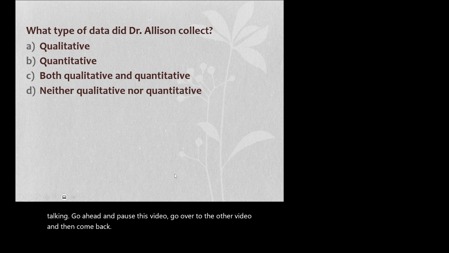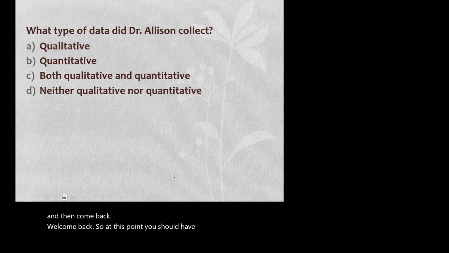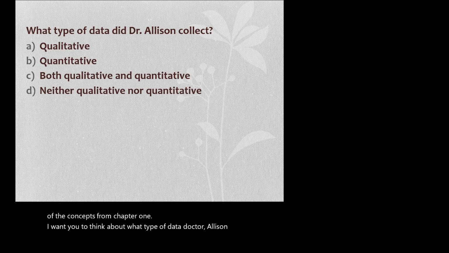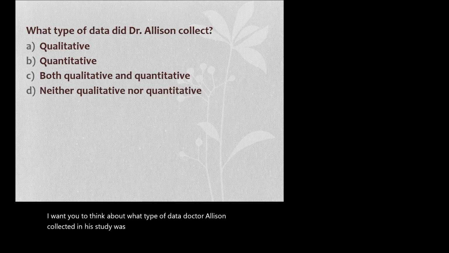Welcome back. So at this point, you should have watched the Howard Hughes Medical Institute video, and now we're ready to have a little bit of a follow-up discussion. So I want to start by asking you a couple questions to ponder, and we'll go over the answers together here. So the first question, as it relates to some of the concepts from Chapter 1, I want you to think about what type of data Dr. Allison collected in his study. Was it A, qualitative, B, quantitative, C, both qualitative and quantitative, or D, neither?